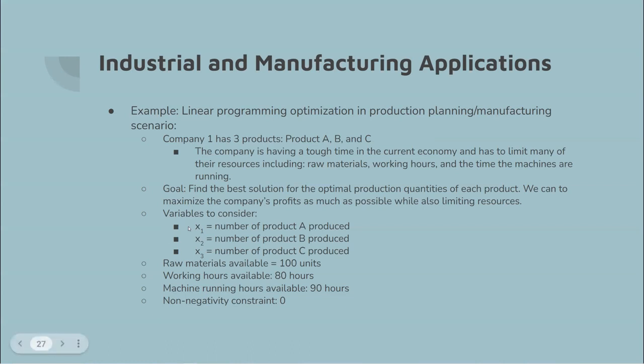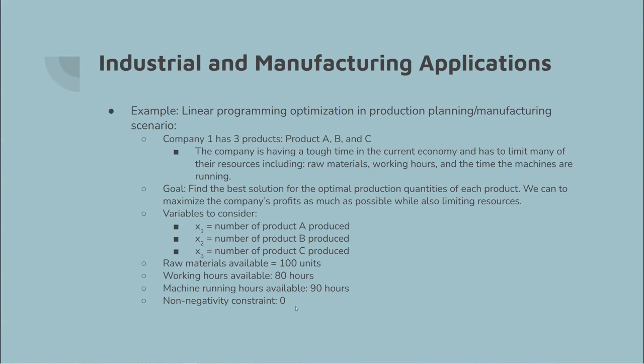So here we can create some variables to visualize everything. We can say x1 is the number of product A produced, x2 is the number of product B produced, and x3 is the number of product C produced. We can say that the number of raw materials available will be 100 units. The working hours available are going to be 80 hours. And then the machine running hours available are going to be 90 hours.